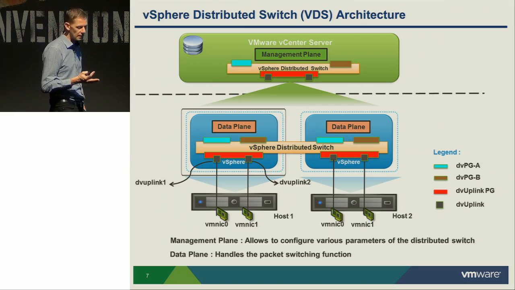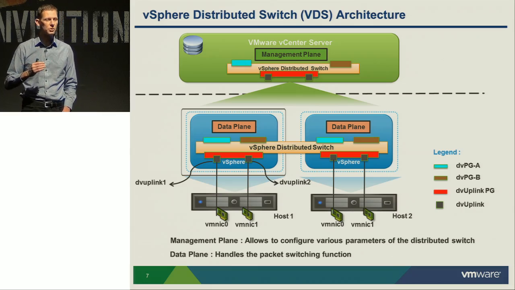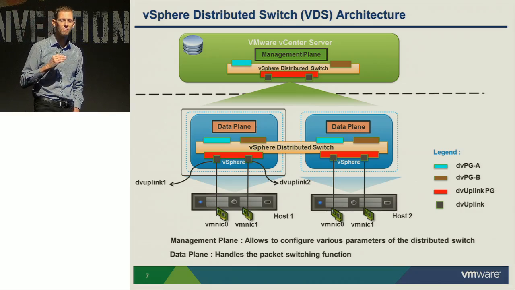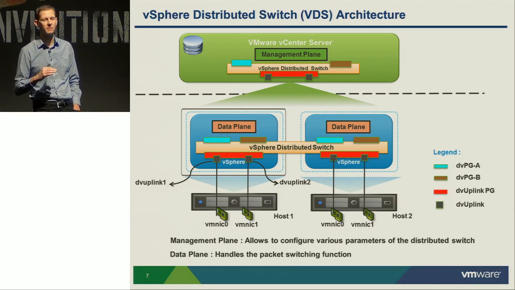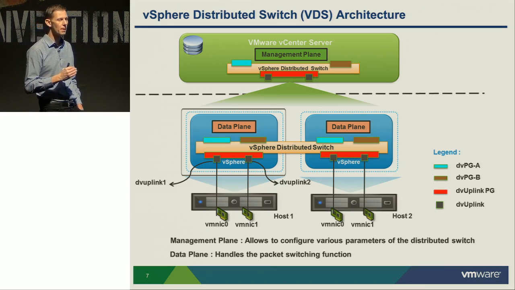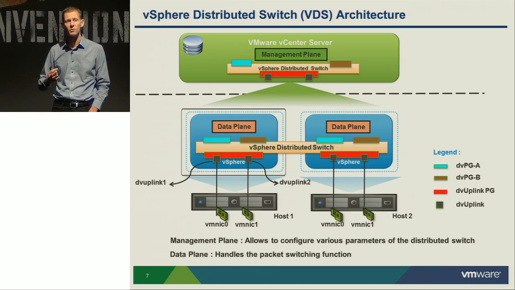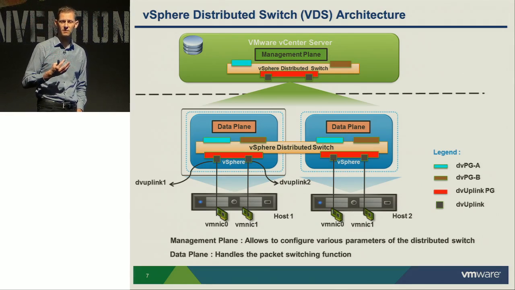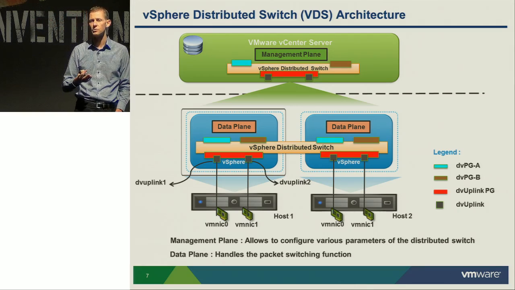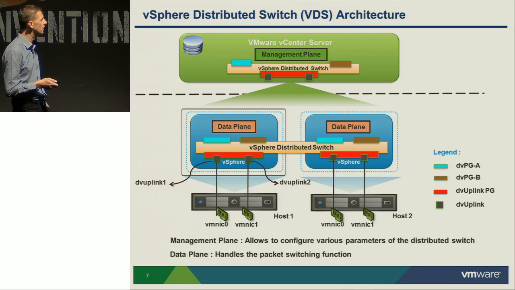Important things, again, management versus I/O plane. All of the management of the distributed switch is held within vCenter. All of the I/O function, all of the packet switching, is actually held inside the vSphere host. So you don't need to worry about loss of connectivity if you lose vCenter. If you lose vCenter for any reason, your switch will continue to function. You will just lose the access to create new port groups, provision virtual machines onto a distributed switch port group, etc., until your vCenter comes back up, but it won't affect traffic.